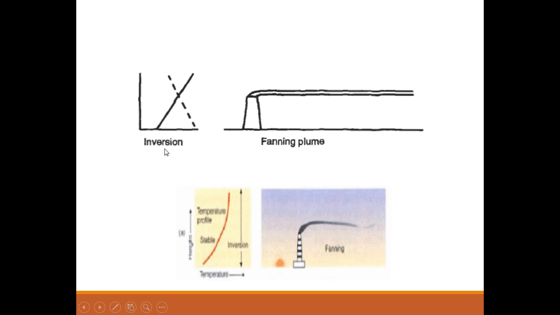Similarly, if you have an inversion, and if you recall, an inversion is where you have a layer of cooler air closer to the surface overlain by a layer of warmer air, and if you look at how it disperses, the pollutants remain in the lower atmosphere. It's not able to rise because it's being blocked by that area of warmer air. Okay, and this is called a fanning plume. These charts here just represent what we had been looking at in the previous slides.